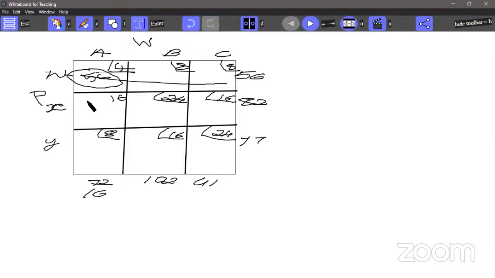XA. How much should I write there? Demand is 16, supply is 82. Write down 16 and circle it. Then, is the demand over or the supply over? Demand is over. Strike off the first column.